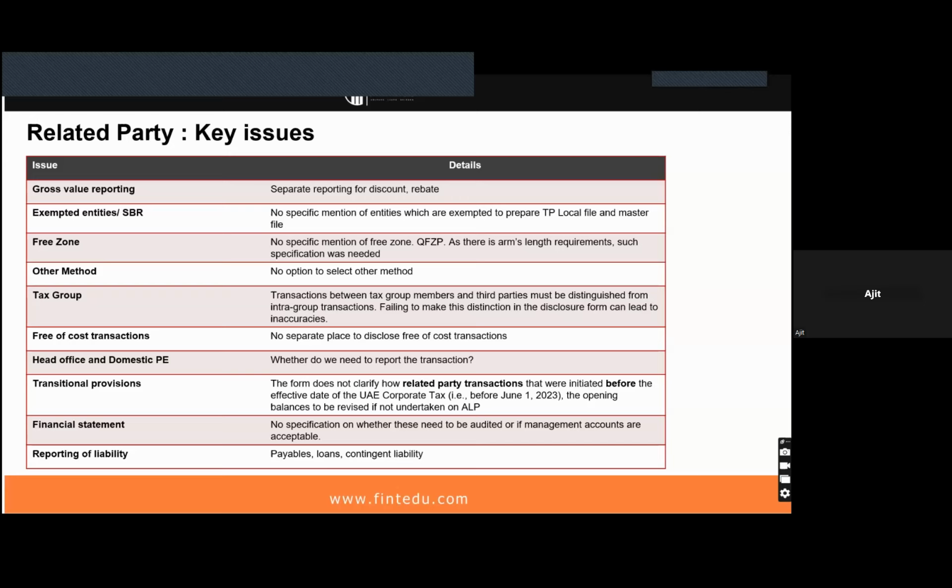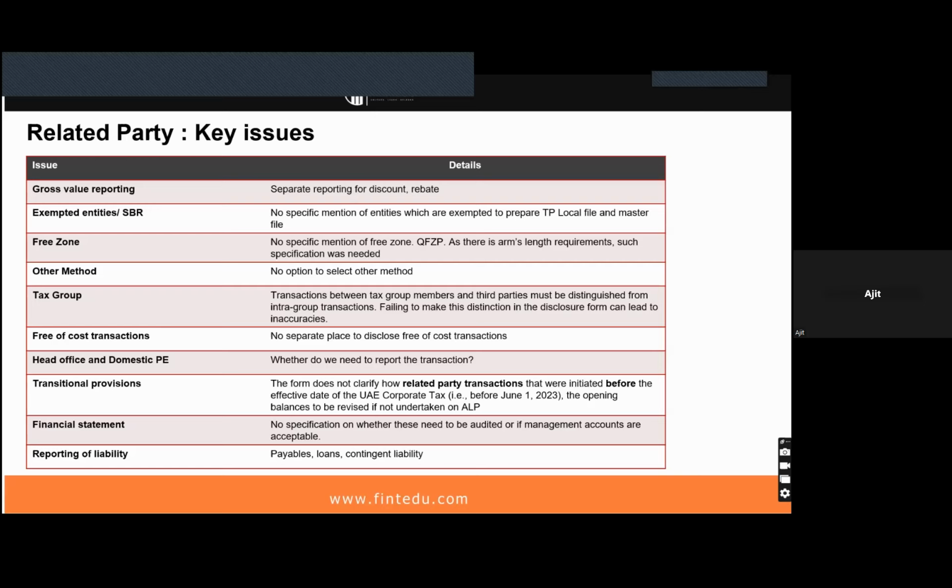One important point, and this is a very interesting point: transaction between head office and domestic PE. If there is a transaction between the head office and the domestic permanent establishment, I am talking about this from a mainland and a QFZP perspective. One entity in mainland, another entity in QFZP, 0%. Now the question is, do we need to report the transaction? Because an arm's length analysis we anyway need to do, because one is 9%, another is 0%. If there is a transaction, there can be profit shifting. The point here is that the head office and the branch are considered one legal entity, not a separate legal entity. The point I am making is that if there is one legal entity, the disclosure form would be filed only once, because it is part of the one legal entity only.